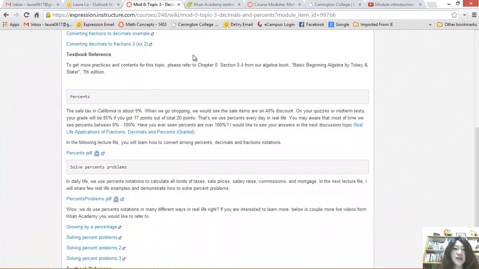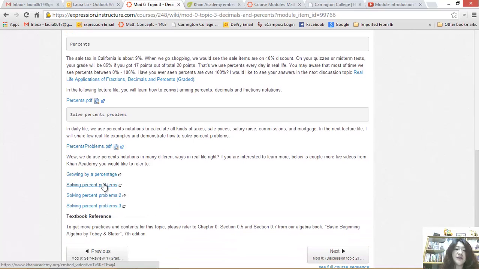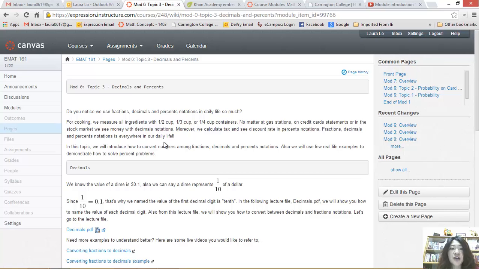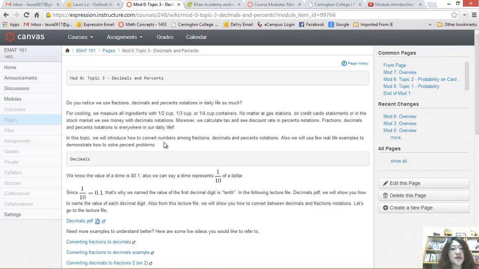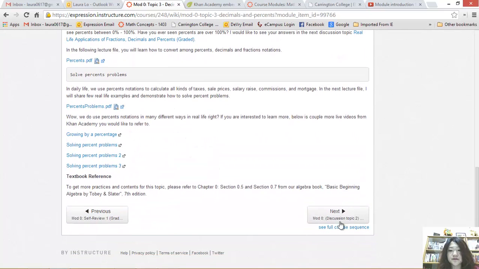The same goes for the percentage topic: you have the PDF lecture file to go through, the Khan Academy video to go through, and I also have the reference for the textbook. Whenever you finish each topic, after you go through the lecture file and the video, you can right away go to the self-review to help you learn.